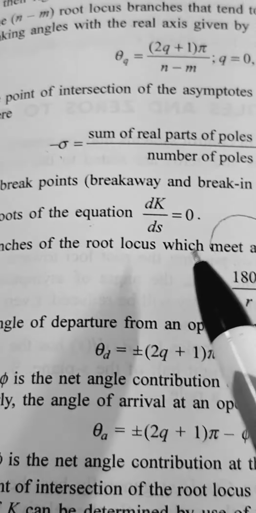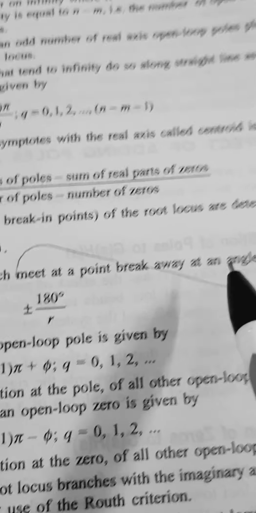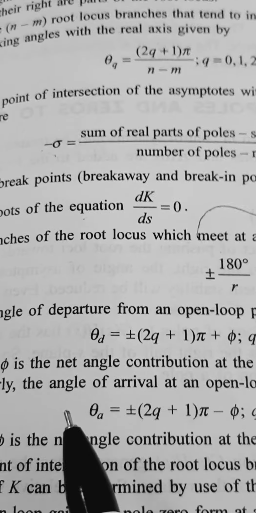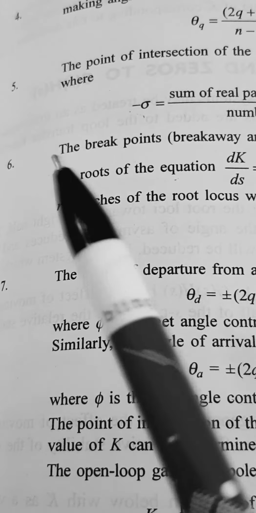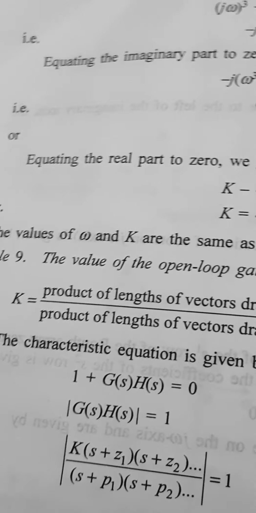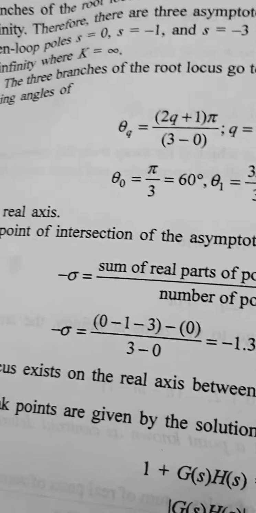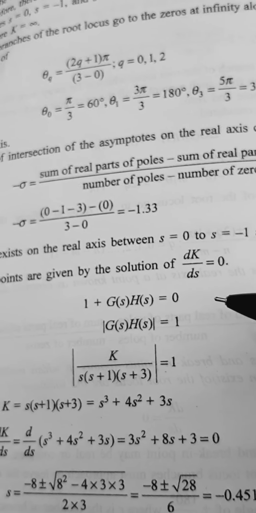r branches of the root locus which meet at a point or breakaway at an angle of plus or minus 180 degree by r. So this is the rule number 6. So in order to find that, the breakpoints are given by dk by ds is equal to 0.